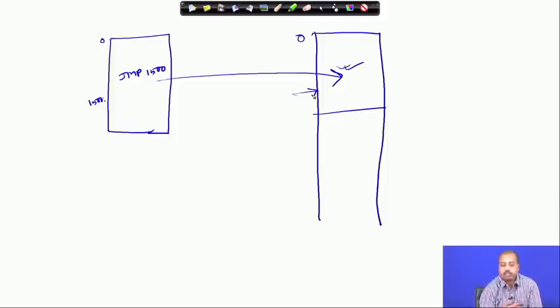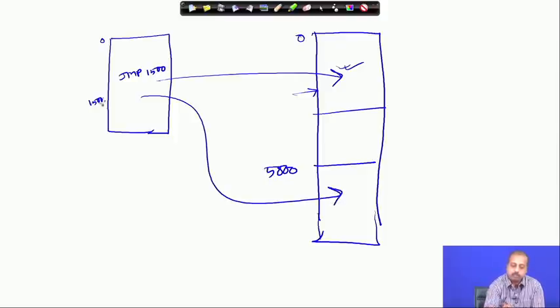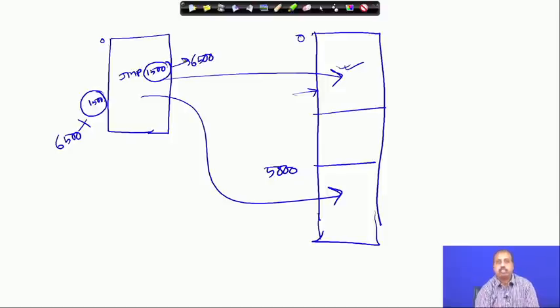But next time you run the program, instead of being loaded from location 0, suppose the program is loaded from location 5000 onwards. Then this 1500 address is no more 1500, it is basically 6500. So again I have to make this correction in the program: this should be jump 6500. So if you are using absolute jump, then every time the program is loaded from a different address, these jump addresses have to be corrected.